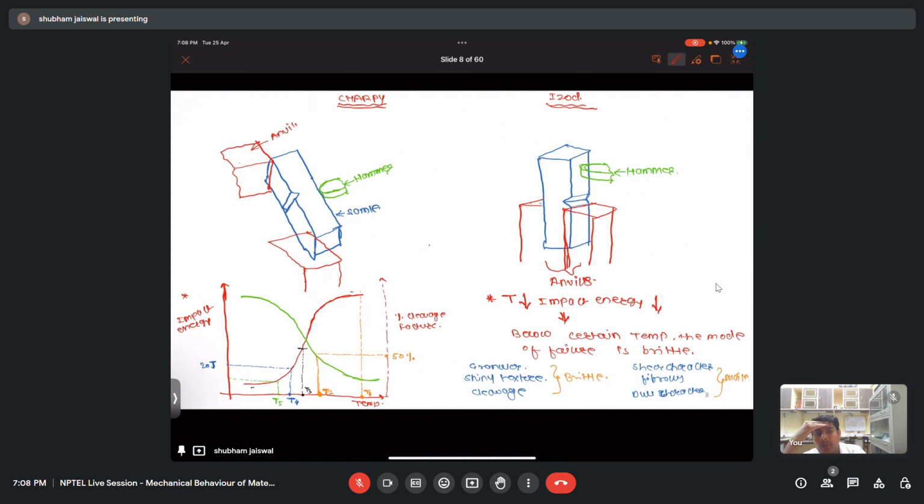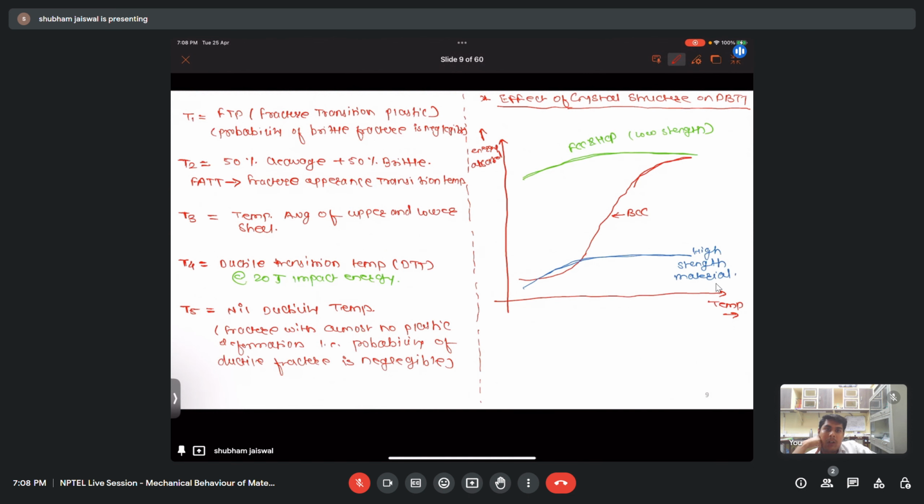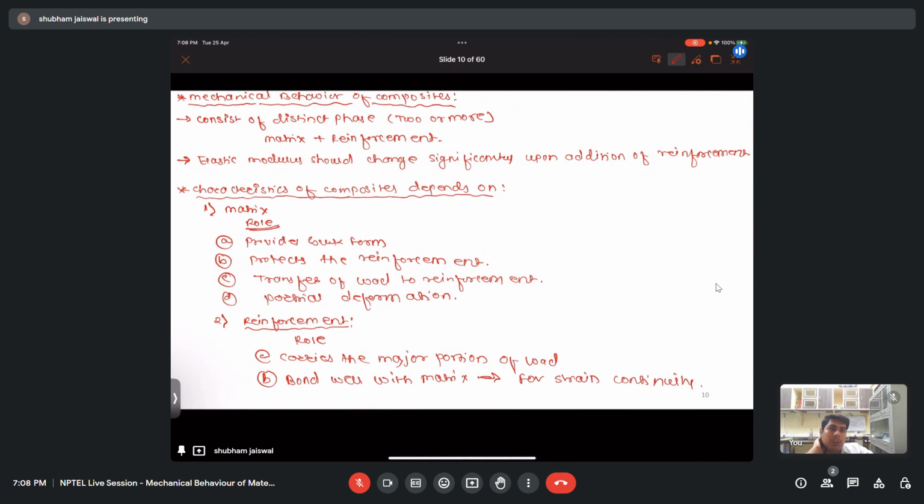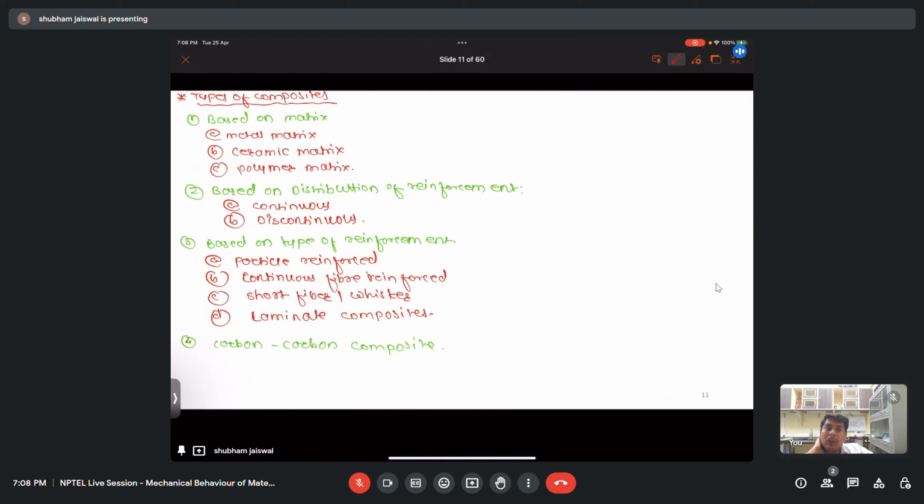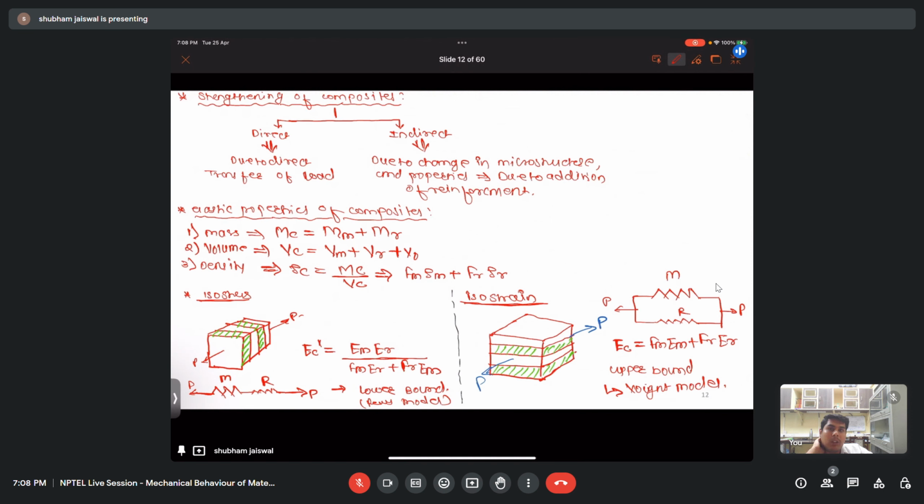So how to identify brittle fracture and ductile fracture from visual inspection. Then we have seen the effect of crystal structure on DBTT, and in the end the mechanical behavior of composites: what a composite is, its characteristics, the different types of composites, the strengthening mechanisms, the elastic properties, and also the isostress and isostrain models. So this is the quick recapitulation of the week 12 content. Now we can move towards solving our assignment problems.